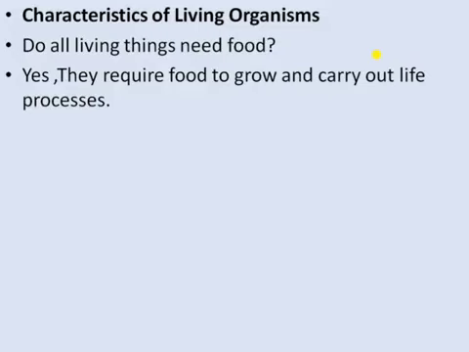For example, plants make their own food by the process of photosynthesis, while animals depend on plants or other animals for their food, because this food gives the organism the energy needed to grow. Organisms also need energy for other life processes. That's why living things need food to grow and carry out their life processes.